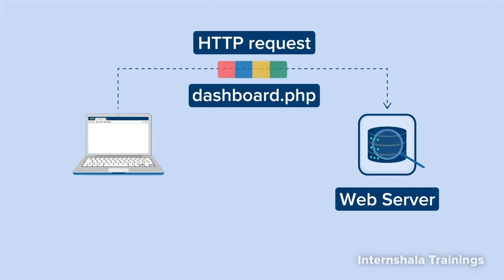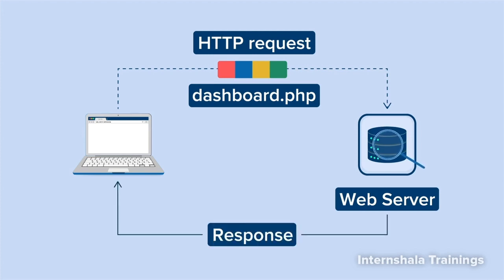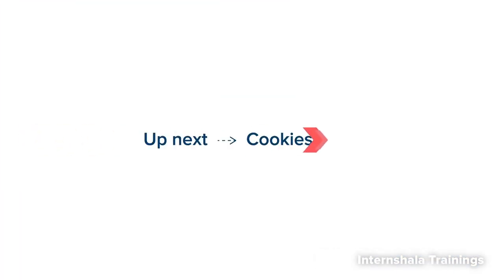In other words, there must be some information that goes along so that the web server can identify the user and fetch the corresponding information. Now, what this information is and how to pass it is something we will continue to explore in the next topic. See you soon.